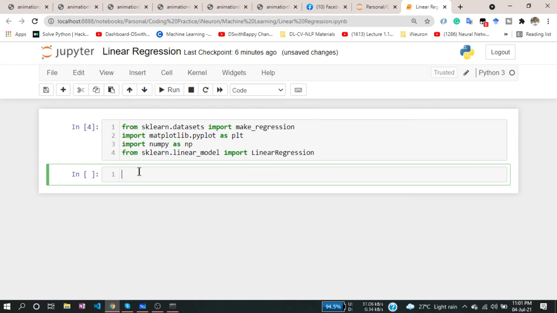Now let's define our independent variable and then our dependent variable, because make regression always returns two kinds of data. One is your x and one is your y. If you consider the area and price, x will store the area and y will store the price. I'm creating custom data.